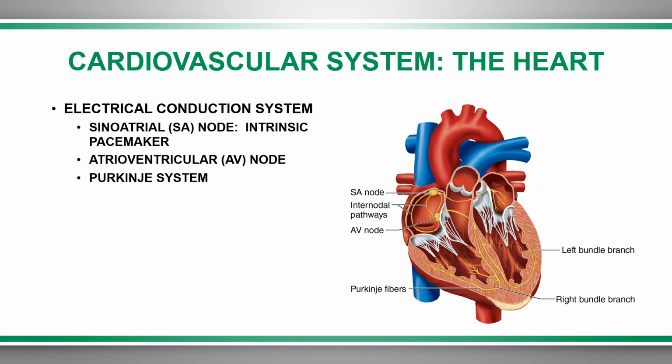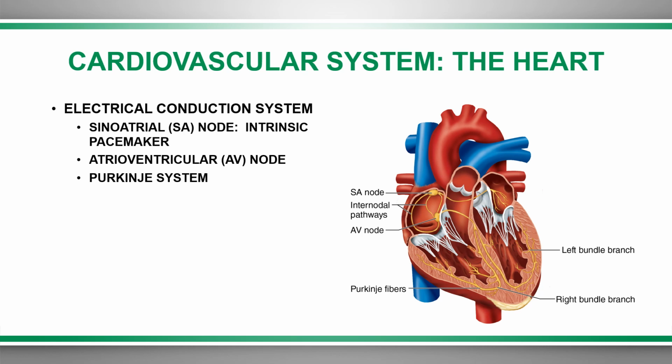Your autonomic nervous system controls how fast or slow your SA node sends electrical signals. This part of the nervous system directs hormones that control your heart rate based on what you are doing. For example, your heart rate increases during exercise and it slows when you are asleep.